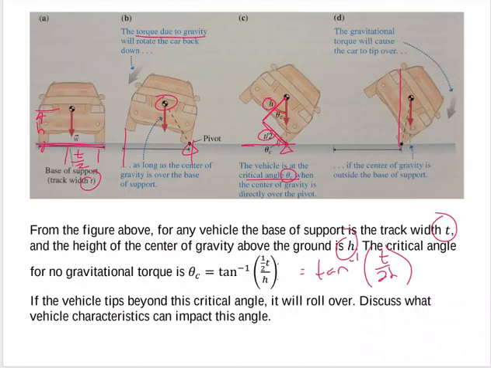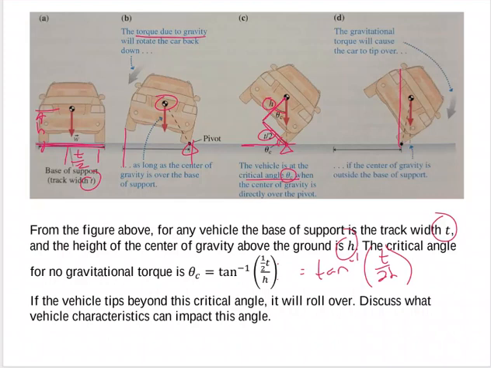The track width is also important. It's in the numerator. So the wider the track width, the longer the track width is, then the better your angle is going to be. But in the denominator, the height gets doubled, so it's more impactful the higher up your center of gravity is. That's why taller vehicles flip over faster. Okay? So if the vehicle tips beyond this critical angle, it will roll over.